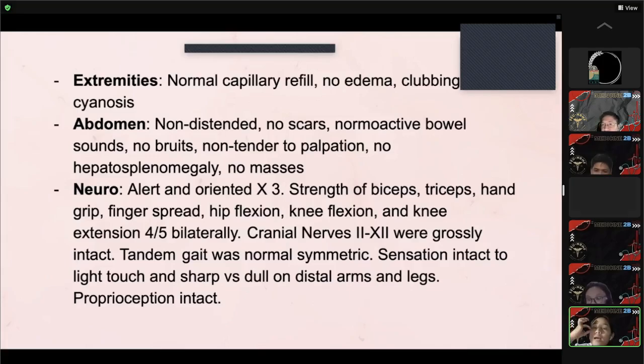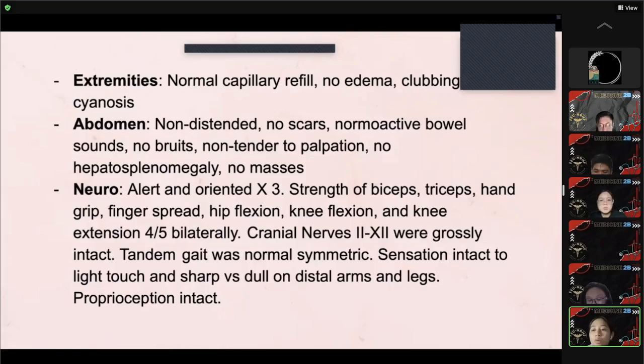Extremities: normal capillary refill, no edema, clubbing, or cyanosis. For the abdomen: non-distended, no scars, normal active bowel sounds, no bruit, non-tender to palpation, no hepatosplenomegaly, and no masses. Neuro: alert and oriented, strength of biceps, triceps, hand grip, finger spread, hip flexion, knee flexion, and knee extension 4 over 5 bilaterally. Cranial nerves 2 to 12 were grossly intact.